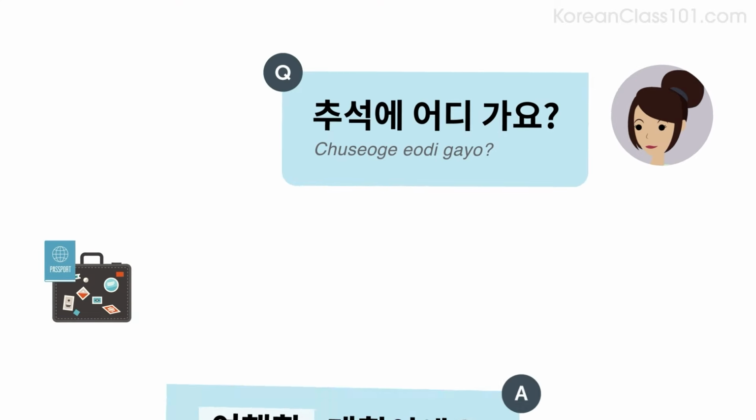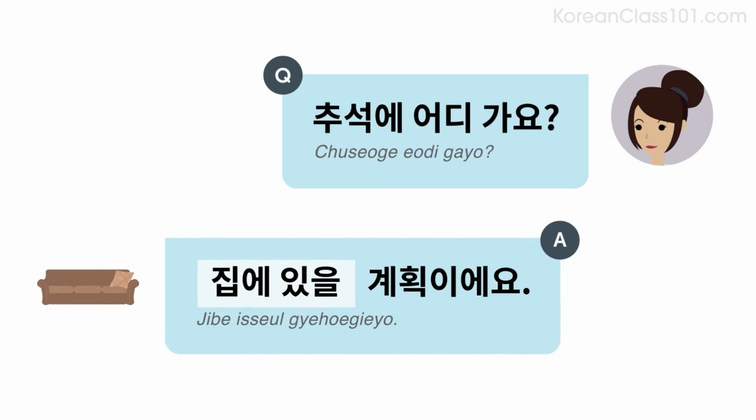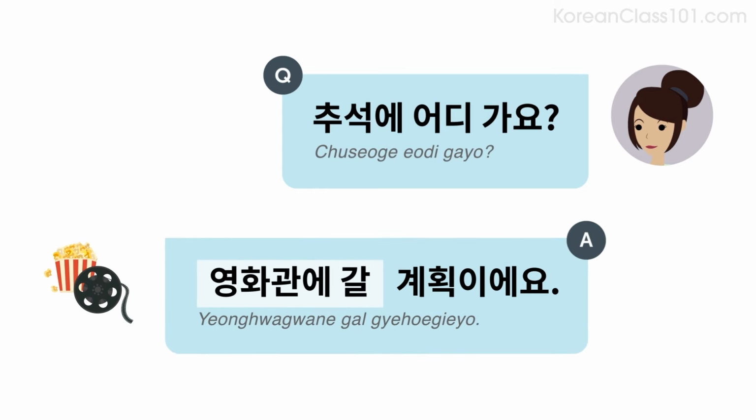Let's look at some examples. Listen and repeat, or speak along with the native speakers. 추석에 어디 가요? 여행할 계획이에요. 추석에 어디 가요? 집에 있을 계획이에요. 추석에 어디 가요? 영화관에 갈 계획이에요.